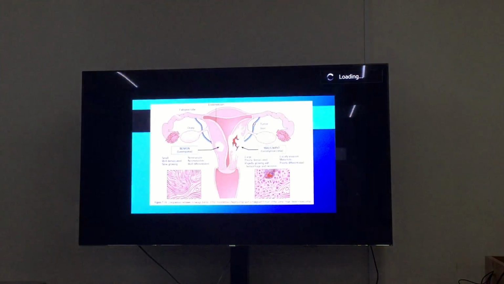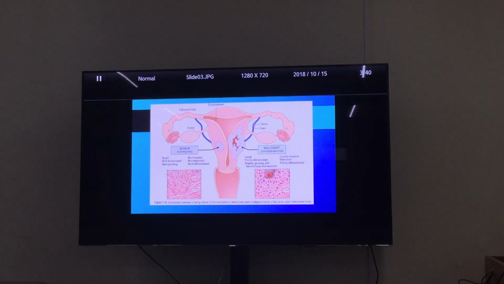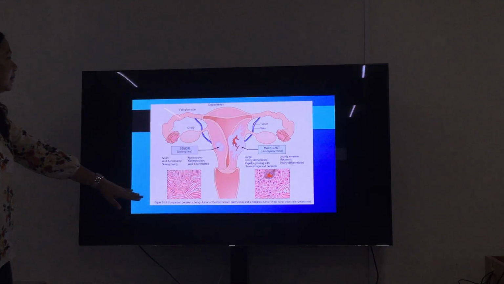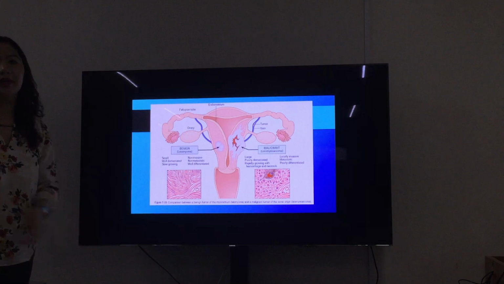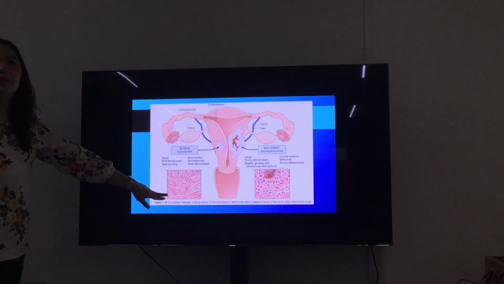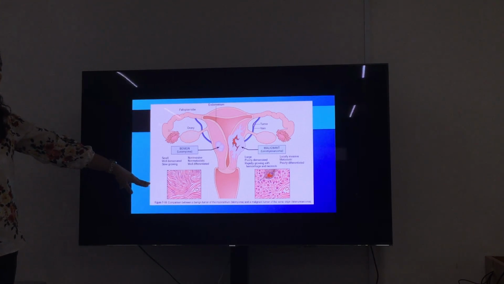So, this is a picture showing you, I think, a comparison between benign tumor of the myometrium, your leiomyoma, and a malignant tumor, your leiomyosarcoma. Okay, so benign leiomyoma, malignant counterpart, it's sarcoma, leiomyosarcoma. Okay, pag benign, usually well demarcated, slow growing, non-invasive, non-metastatic, and well differentiated. Look at the cells. So it's uniform in appearance, spindle shape. It looks like that of the normal myometrium.